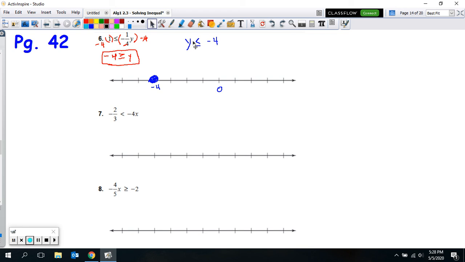And it's less than, so it's fading off or shading off into the left direction there. Now number 7 is a little more complicated because the other side has the fraction and not the one with the variable. So normally we would probably want to just think of dividing this by negative 4. That's what we've done before. Negative 4 times x, to undo this one, divide by negative 4.